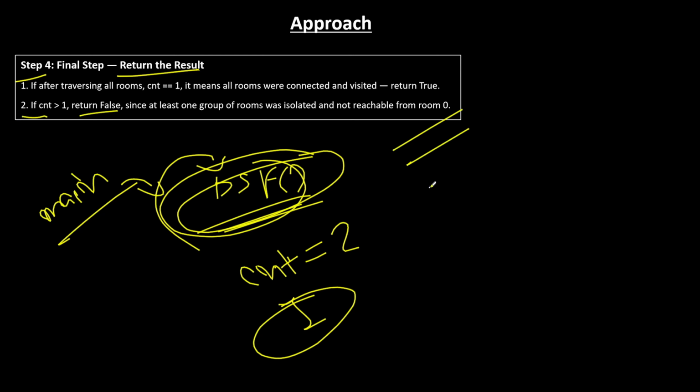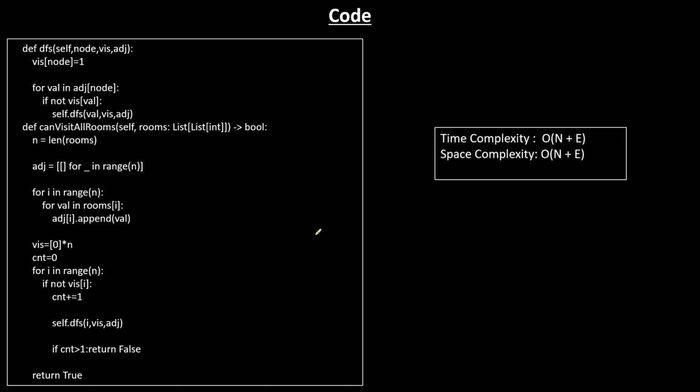So I hope you understood the approach explanation. It was pretty easy and straightforward. Now let's move to the next slide. The code is the exact copy of the approach we discussed. Let's understand it line by line.